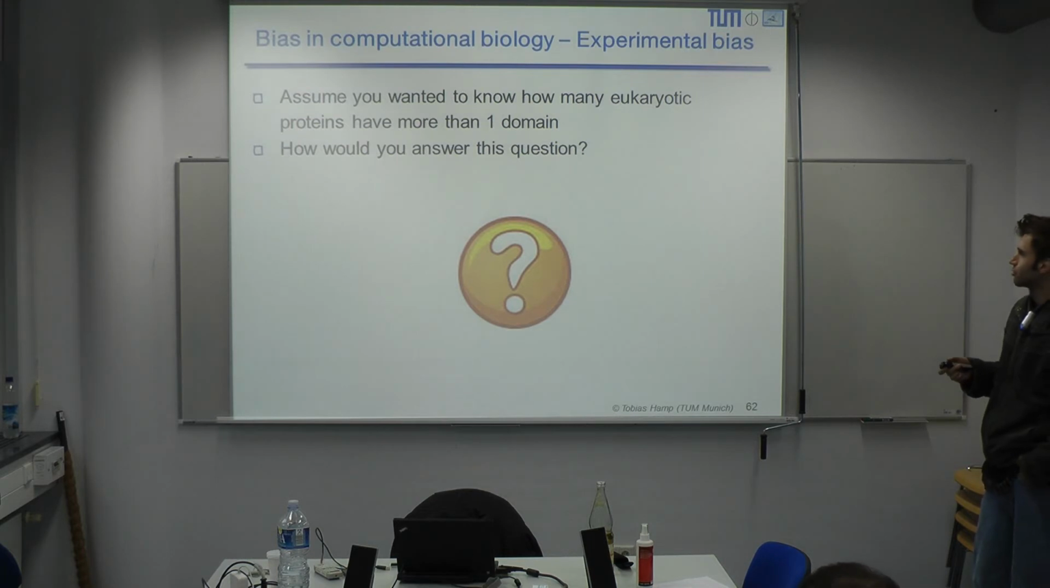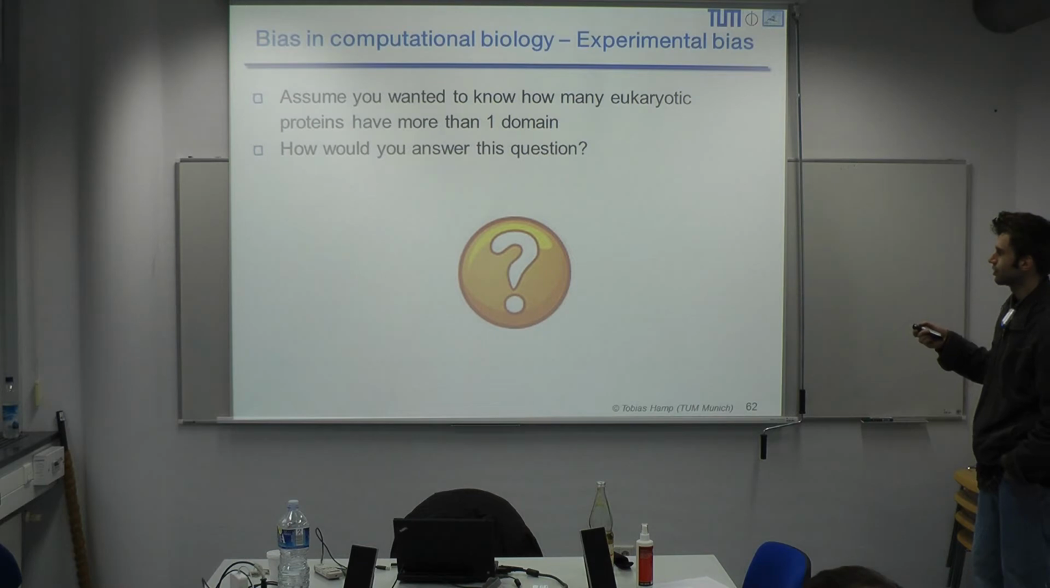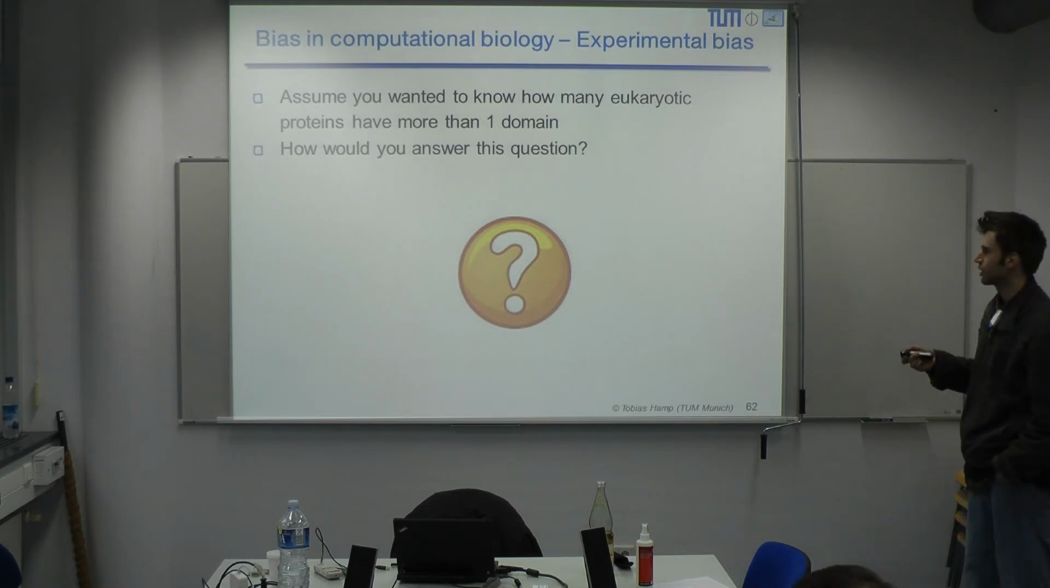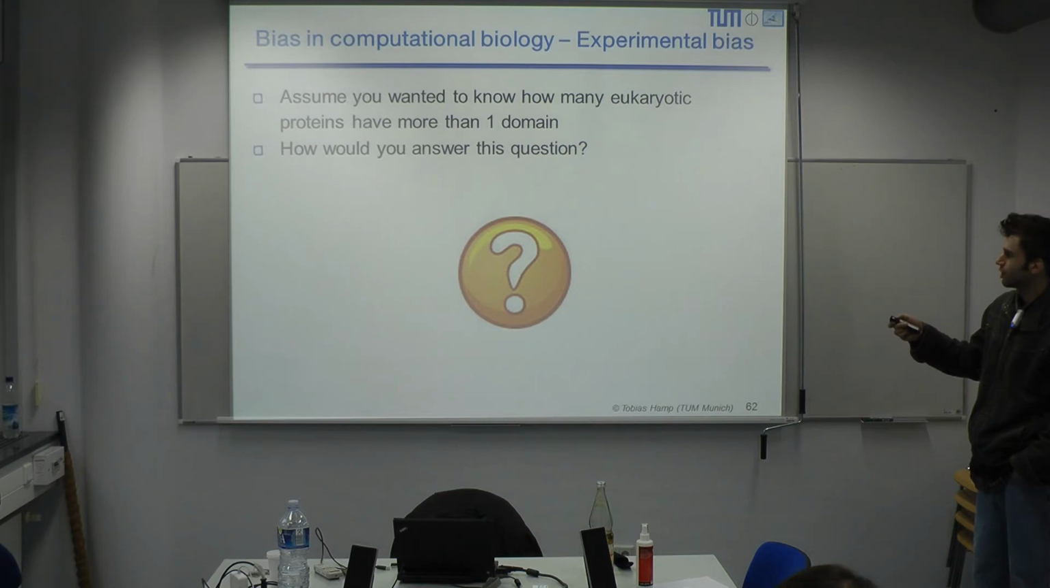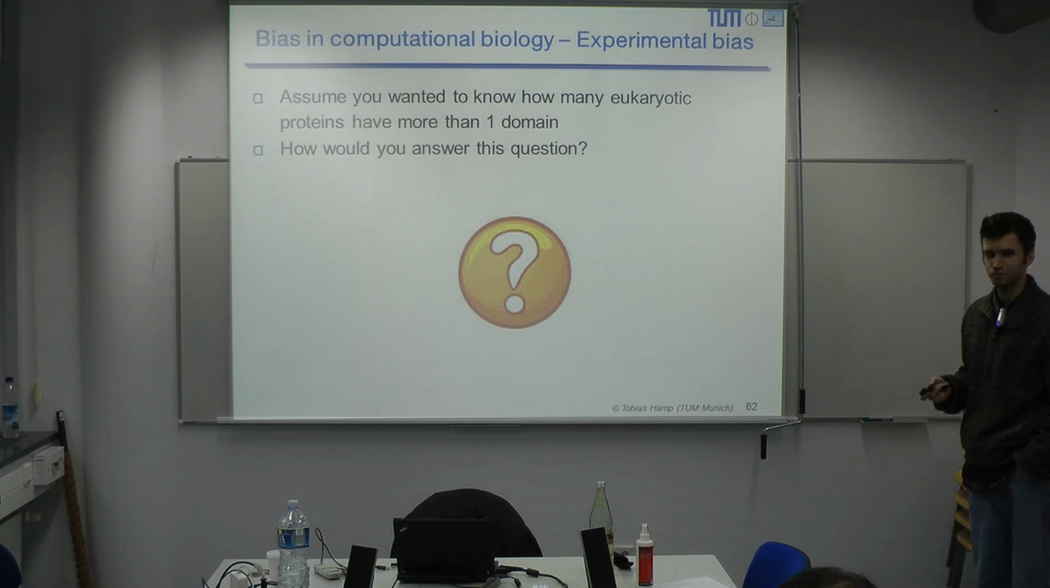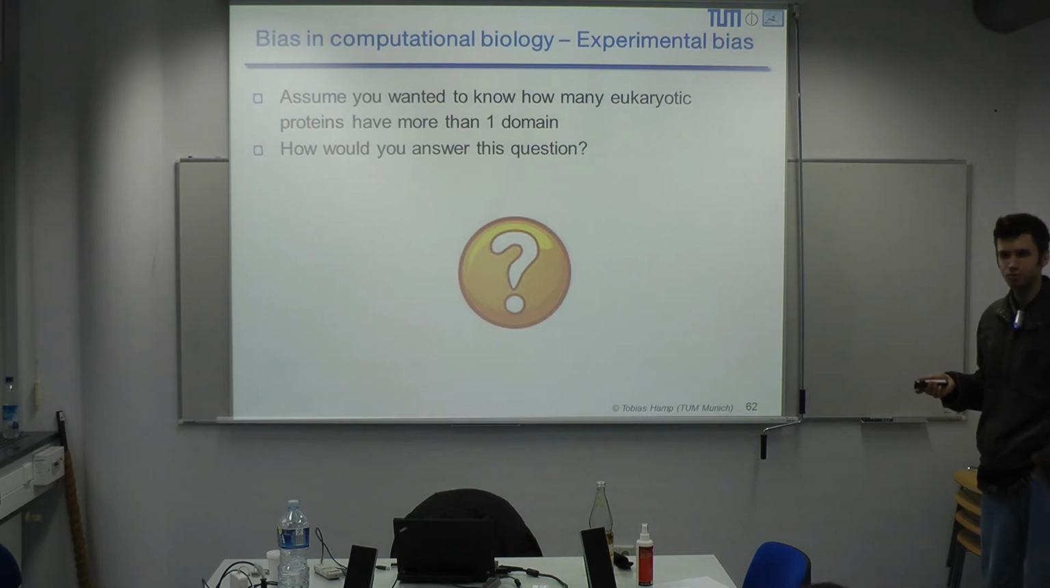Okay, another question, another sort of bias, experimental bias. We have discussed this already, but now a very different type of bias. Assume you wanted to know how many eukaryotic proteins have more than one domain. Domains are functional parts of proteins that can function on their own. Most of the domain definitions come from the PDB, because in the PDB you can see what is a domain and what is another domain.